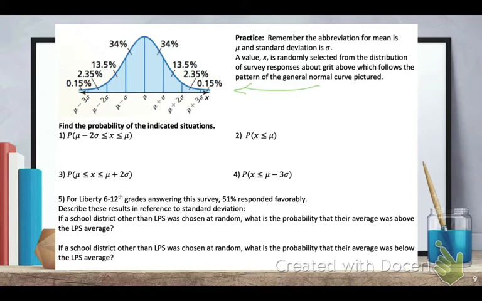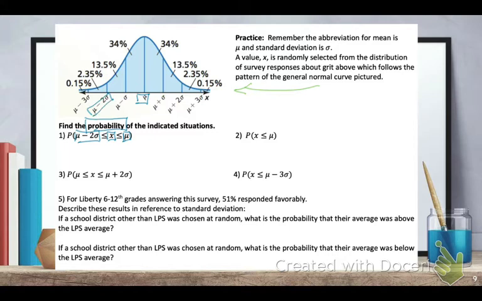So look at number 1. Now this notation is asking you to find probability. That's what capital P is. And then inside the parentheses, that refers to our normal curve. So what this is asking you to find is the probability that some score x is less than or equal to the mean and 2 standard deviations below. So look with me on the normal curve at the mean and then 2 standard deviations below.